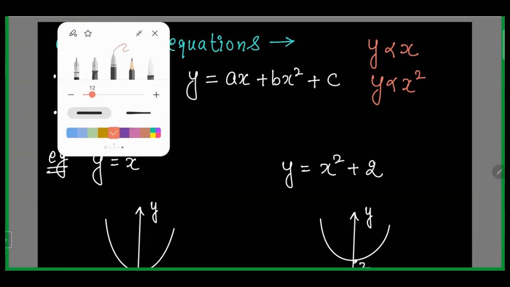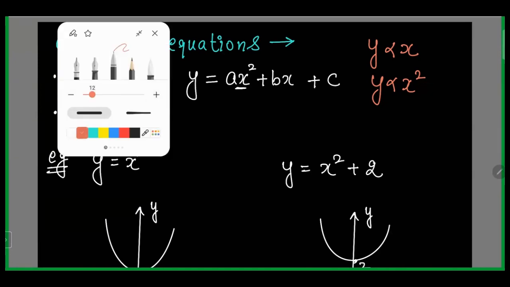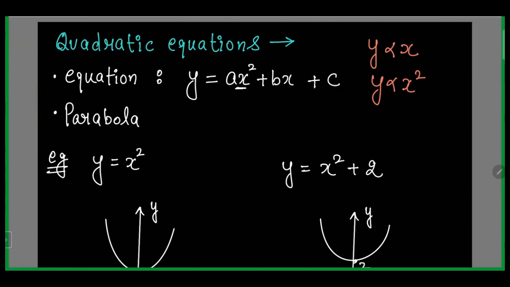So let me fix this. I think there is something a little bit wrong here. So let me fix it. So your ax square plus bx plus c is known as a parabola. So you can clearly see the maximum power of x to which y depends is x square. So this graph which we are getting is a parabola.